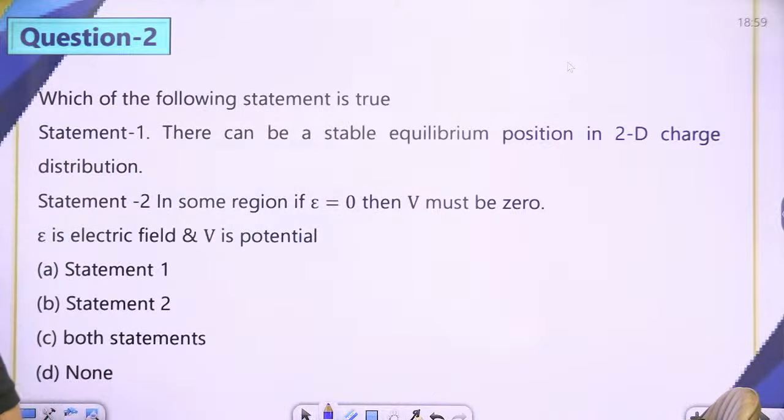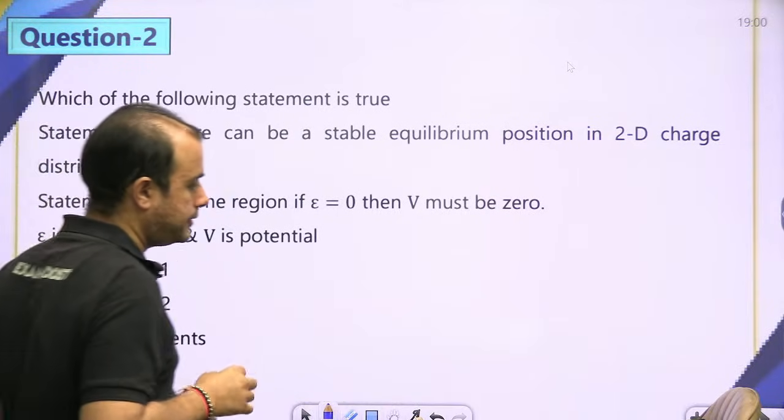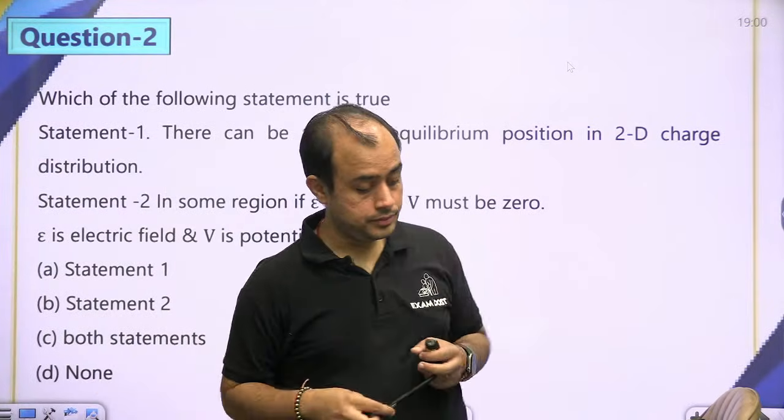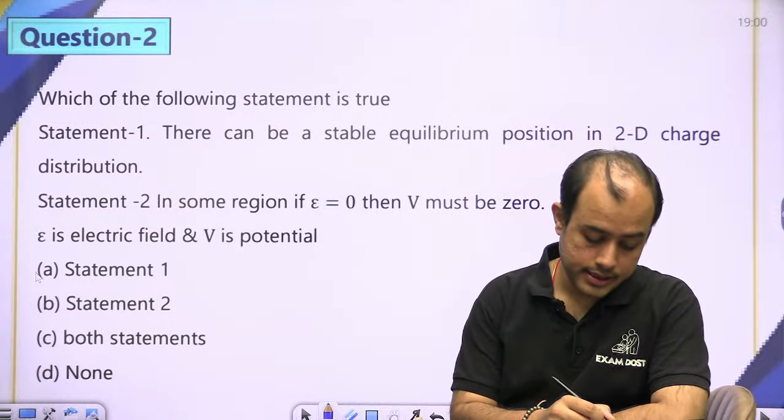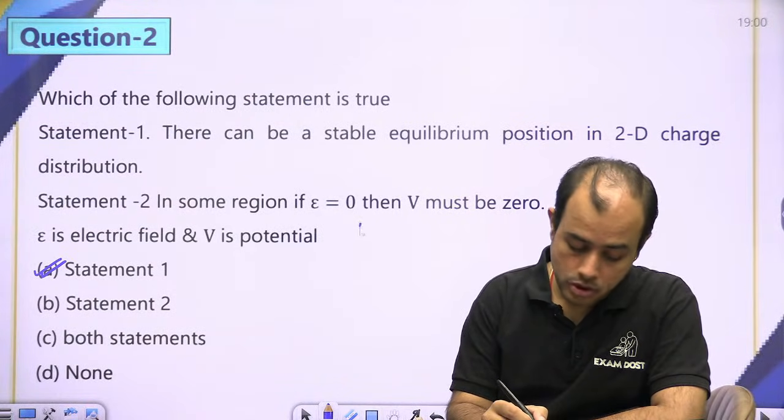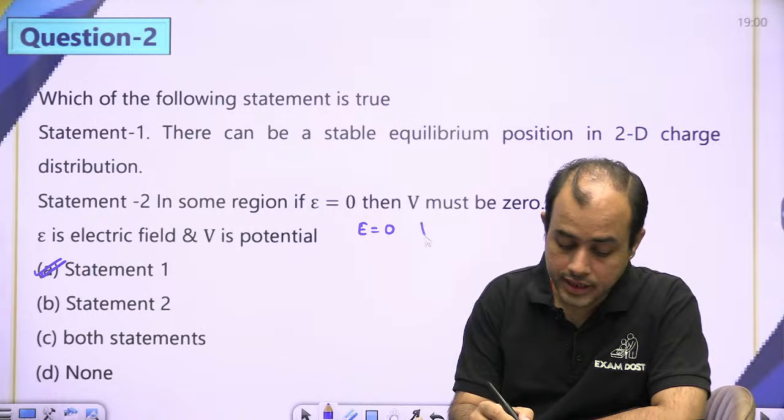Chaliye, which of the following statement is true? There can be a stable equilibrium in two-dimensional charge distribution in some region. If E is 0, V must also be 0.